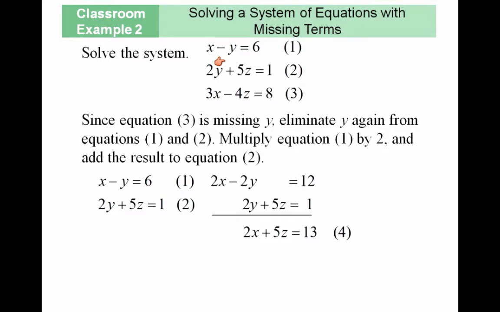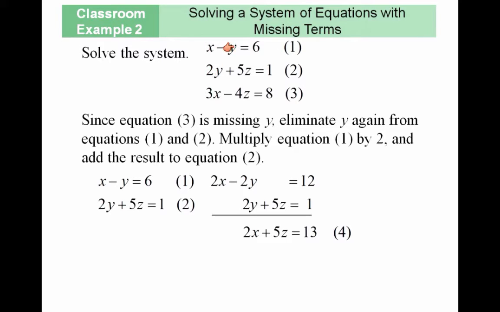Well, if you look at this example, looks like Z is missing. And then, since equation 3 is missing Y, eliminate Y again from equation 1 and 2. So if you look at equation number 3 carefully, you don't see Y here.